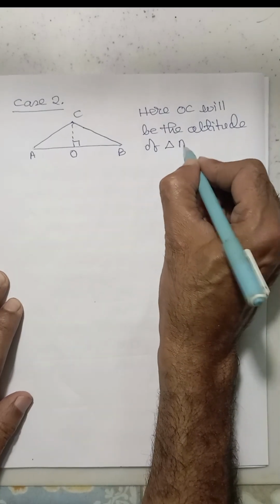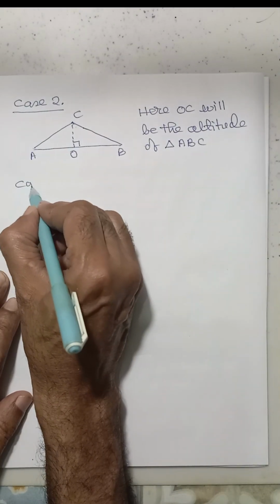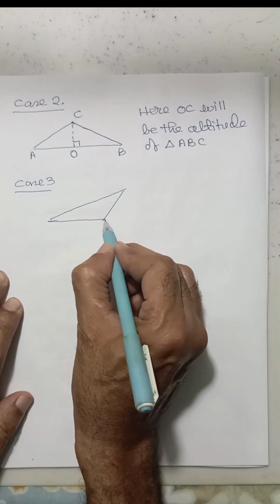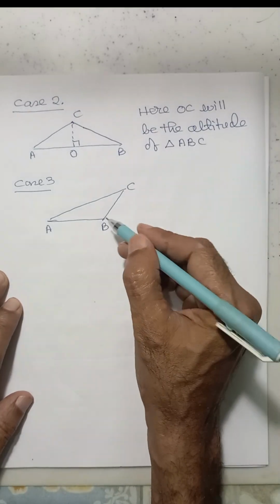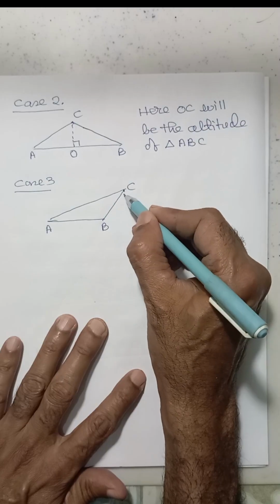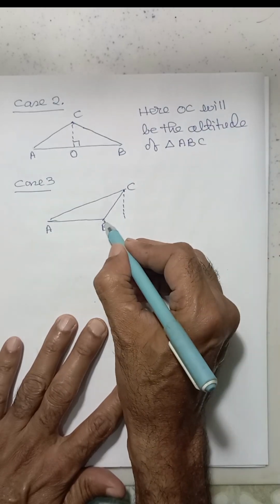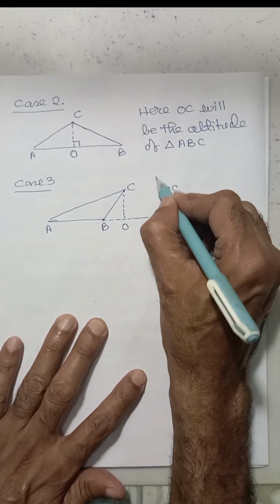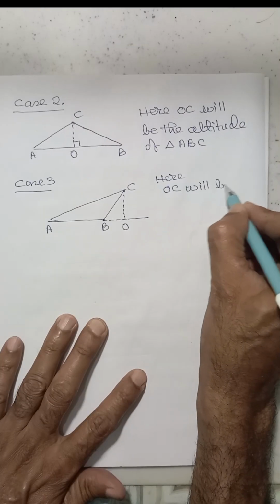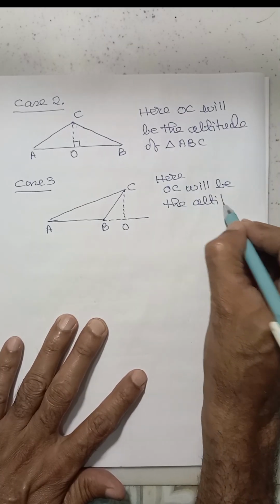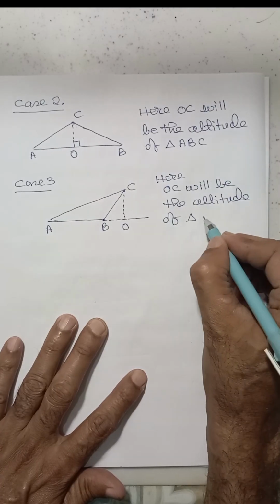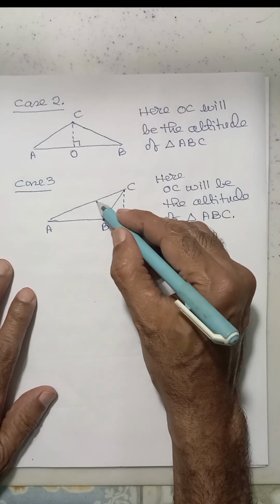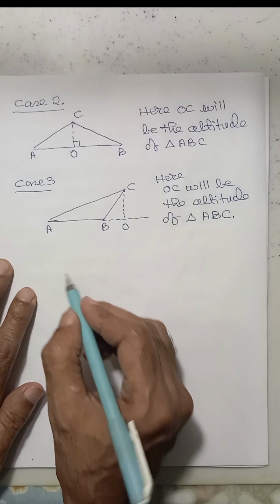of triangle ABC. Similarly, case 3, if the triangle is like this, then from vertex C we will drop a perpendicular and we will produce AB. Here it is O. So here OC will be the altitude of triangle ABC. So these are the certain criteria of finding the altitude of a triangle.